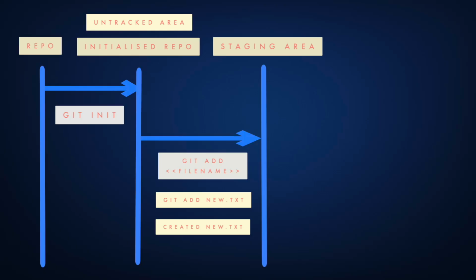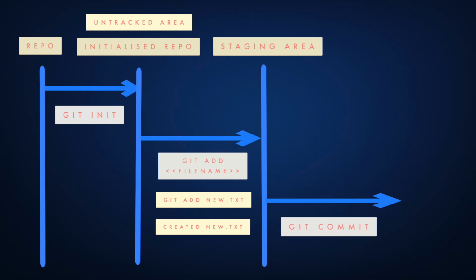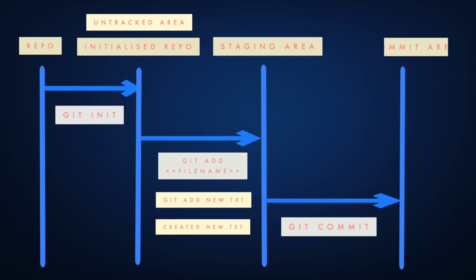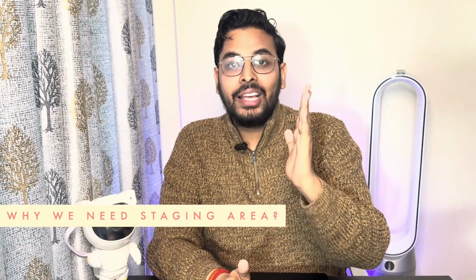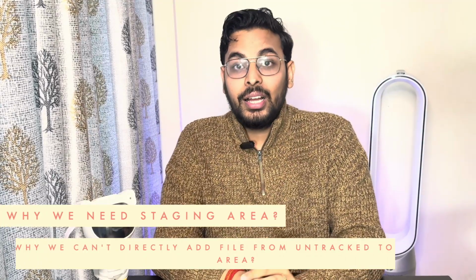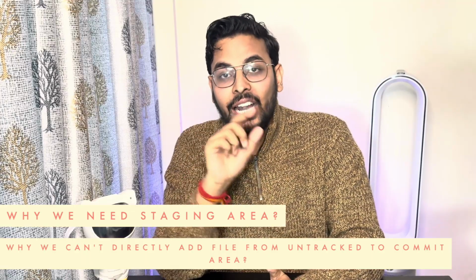Now after that, we have one more command which is called git commit. What will happen is this file is added to a specific version, right? So when you see, from the creation of a file to getting added in a specific version, we have three core states, right? The first state is the untracked area, the second state is the staging area, and the third state is the commit area, right? Now the question arises in my mind again: why do we need this staging area? Why can't we directly add a file to a specific version from the untracked area?